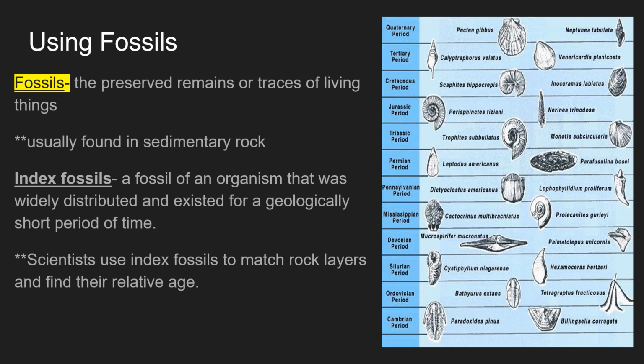Using fossils. Fossils are the preserved remains or traces of living things, usually found in sedimentary rock. Index fossils, that is a fossil of an organism that was widely distributed and existed for a geologically short period of time. Scientists use index fossils to match rock layers and find their relative age.